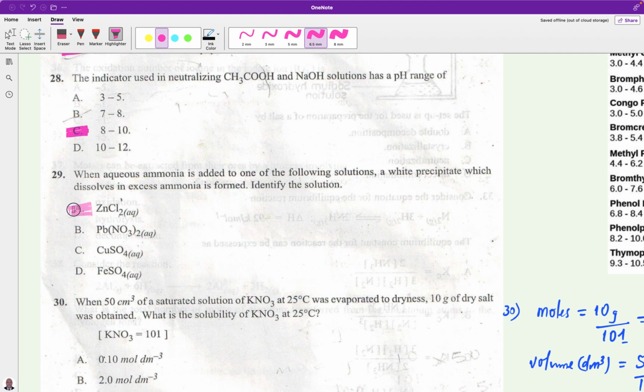Go to your qualitative analysis. You will see it there. Test for cations.